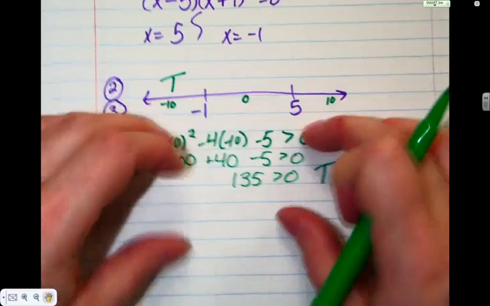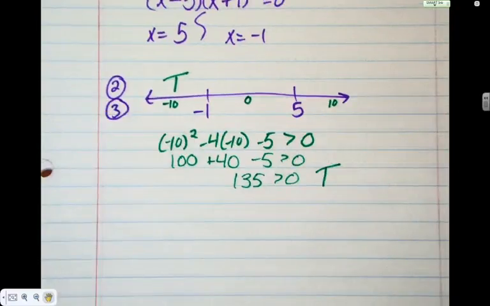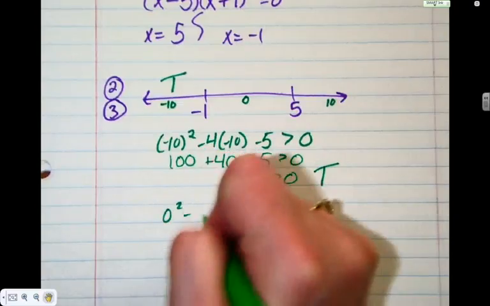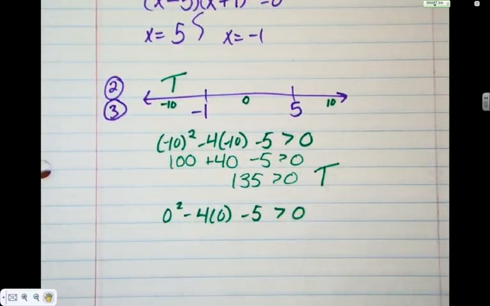Okay, so this calculation you don't need to show. I'm just showing you for the first example what we're doing. Typically, we would do this in our head. Now I'm going to do the same thing with 0. So 0 squared minus 4 times 0 minus 5 greater than or equal to 0.